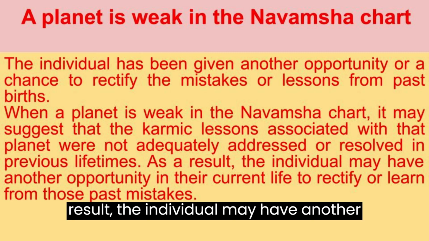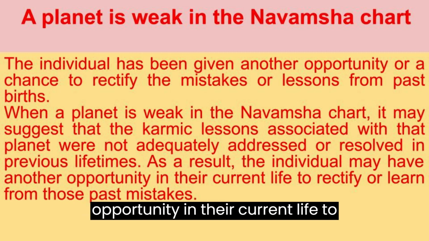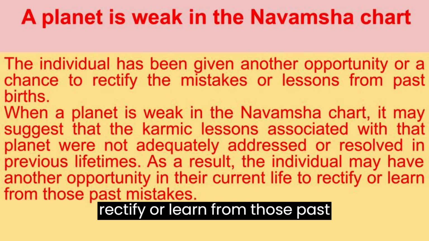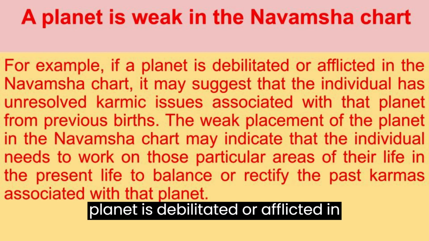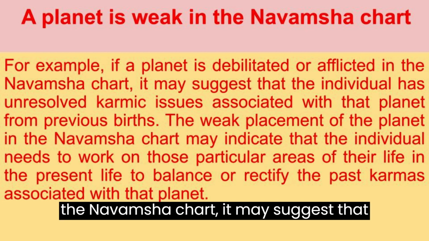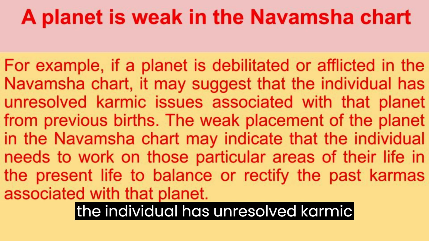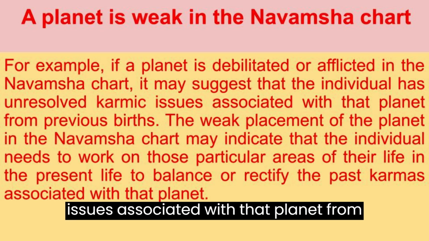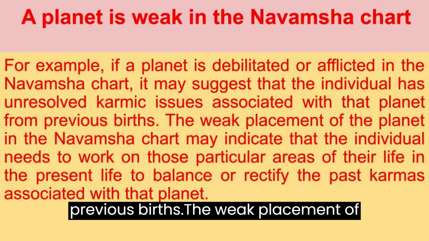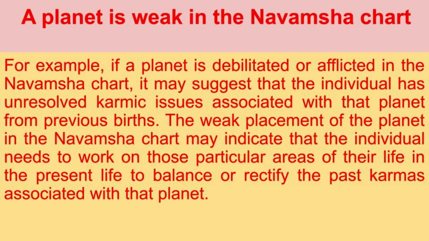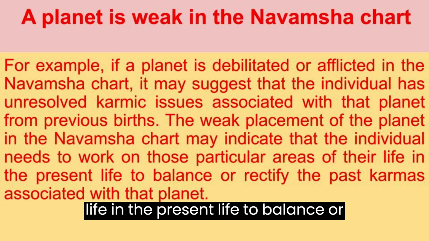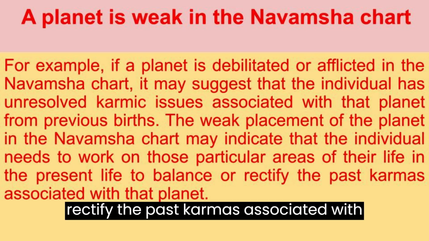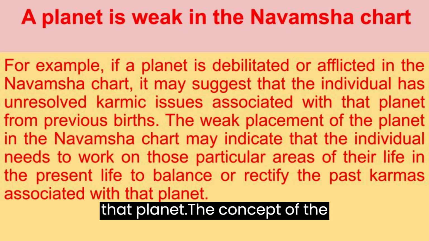As a result, the individual may have another opportunity in their current life to rectify or learn from those past mistakes. For example, if a planet is debilitated or afflicted in the Navamsha chart, it may suggest that the individual has unresolved karmic issues associated with that planet from previous births. The weak placement of the planet in the Navamsha chart may indicate that the individual needs to work on those particular areas of their life in the present life to balance or rectify the past karmas associated with that planet.